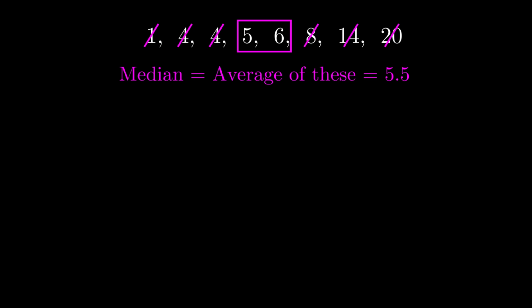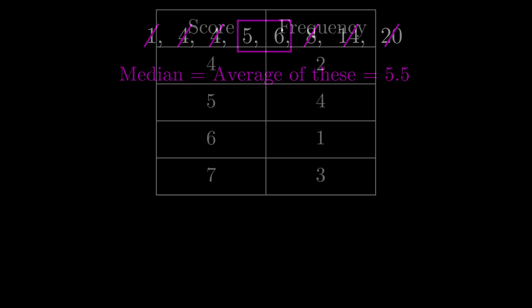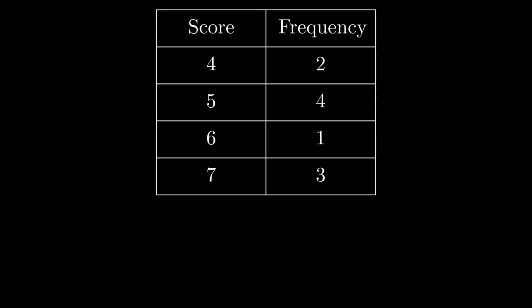Sometimes bigger sets of data are displayed a bit like this, where rather than writing out every single score, you're keeping a count of how many times each score appears, and that count is called the frequency. So this first row just means that there are 2 4s. This next row tells us that there are 4 5s. This row tells us that there's 1 6, and this row that there are 3 7s. So if we were to write it out, it would look like this.